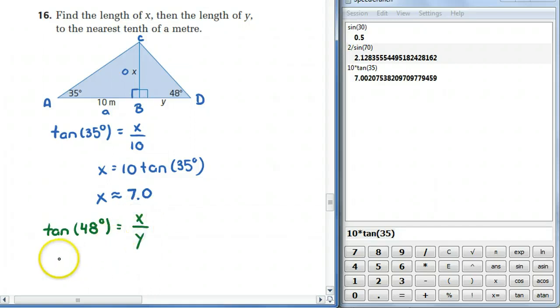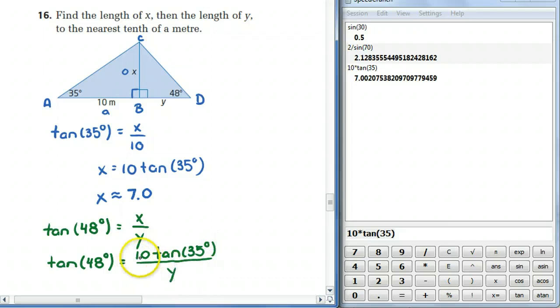And now I substitute an x. Now here's a little interesting point here. In our case, x is approximately 7.0, so it's not as big of an issue. But if I was really interested in accuracy here, what I would actually do is I wouldn't substitute in 7.0. I would actually substitute in the 10 tan 35 degrees, and then use this to calculate y, because in doing so, 10 times tan of 35 degrees is going to maintain my accuracy in the question.